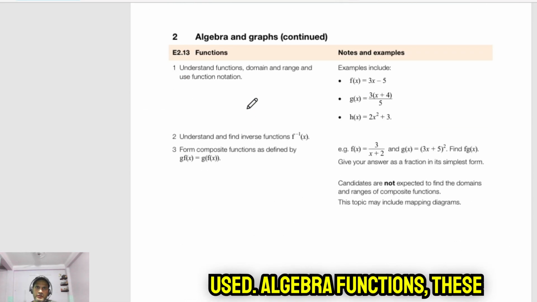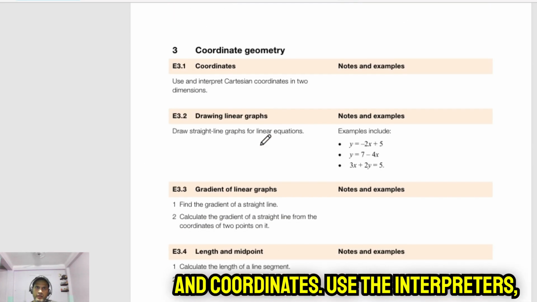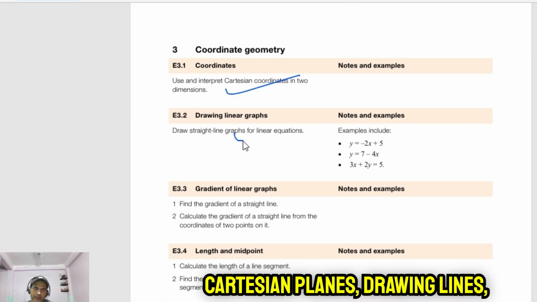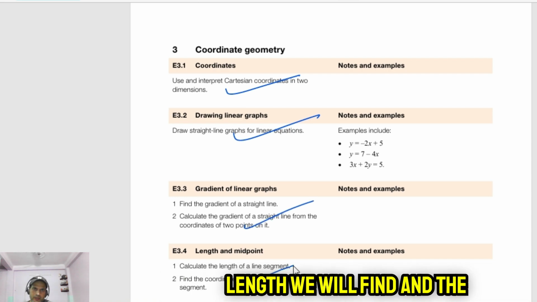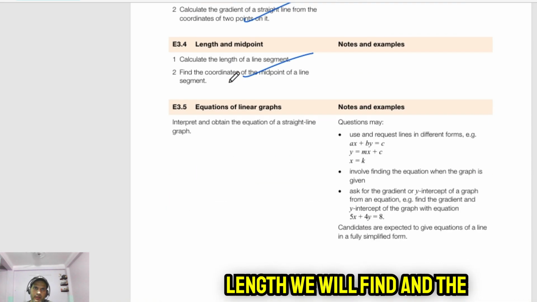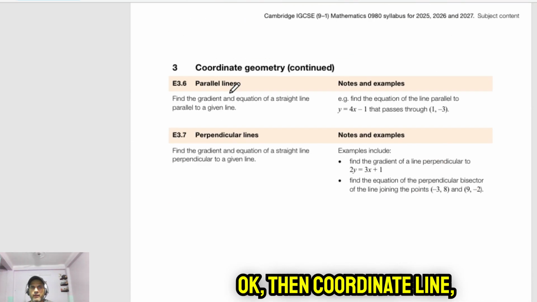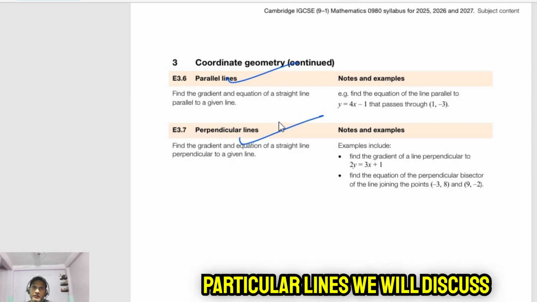Algebraic functions, this kind of function will be there. And coordinates: use and interpret the Cartesian plane, drawing lines, gradients of linear equations, midpoint and length we will find, and the equations of graphs we will discuss. Okay, then coordinate geometry, particular lines we will discuss.